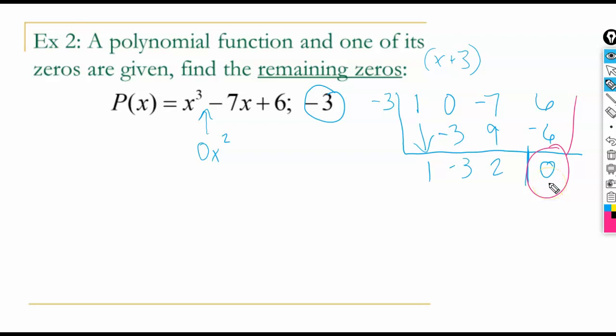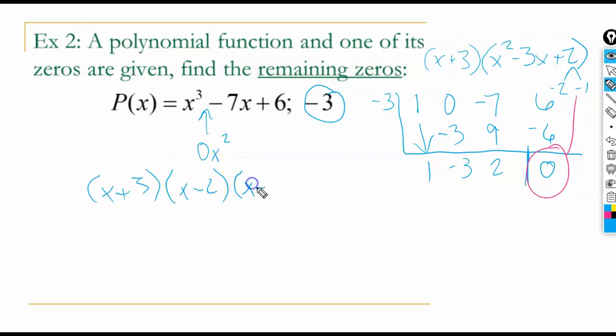If that number had not turned out to be 0, some kind of alarm needs to go off in my head to say, oh, that's not right, because it wouldn't be a factor. So that means this other factor is x squared minus 3x plus 2. And that, I believe I can factor. Two numbers that multiply to equal 2 and add to equal negative 3 are negative 2 and negative 1. So it factors to be x plus 3, x minus 2, and x minus 1 is the factored form.